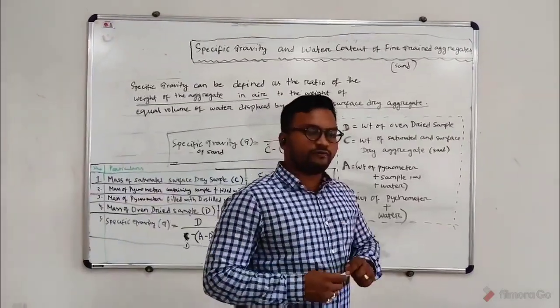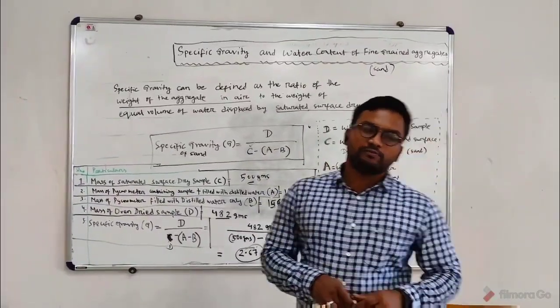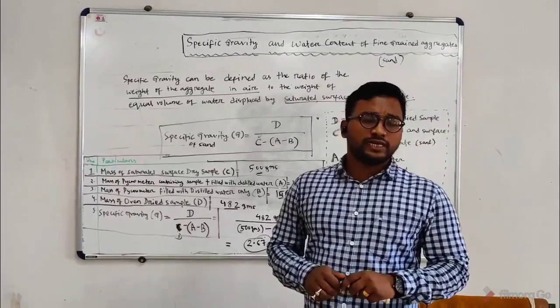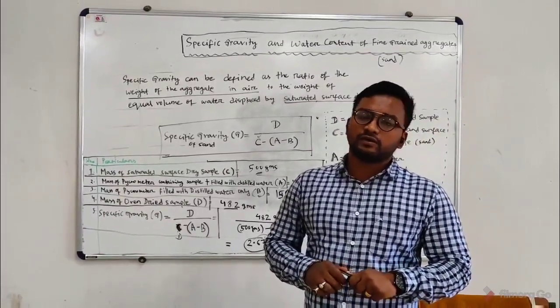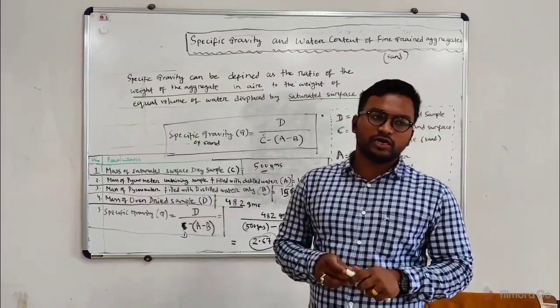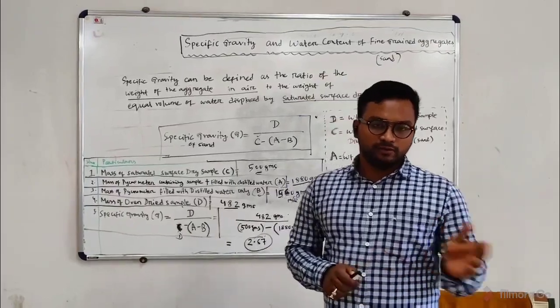So the specific gravity of an engineering construction material is very important, as we can have an idea of its properties. Also, in technical terms, in mix design of concrete, the specific gravity of sand is very important, as the quantity of sand can be calculated with the help of this specific gravity.